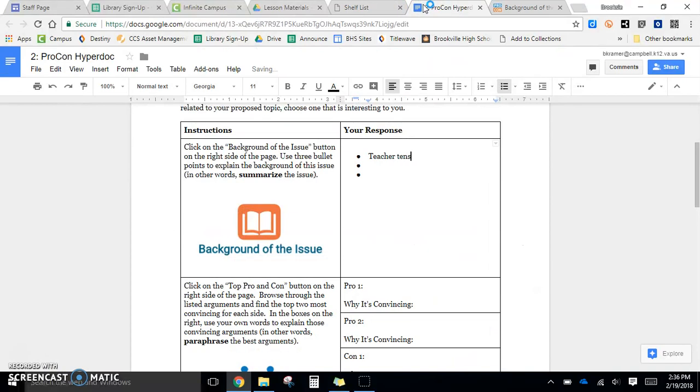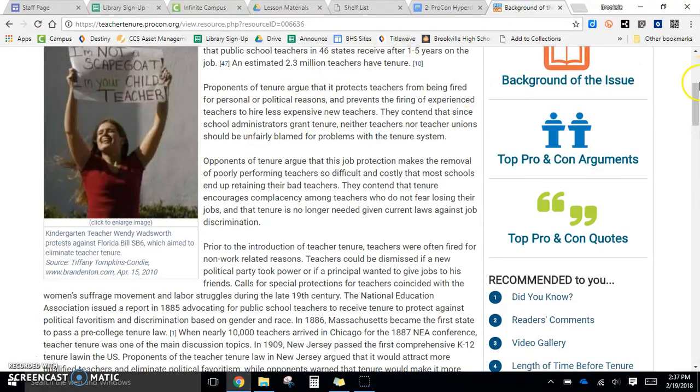So teacher tenure is something that makes it difficult for teachers to be fired after they have worked for a certain number of years, 1 to 5. Okay, so I got that kind of from the top of the article.